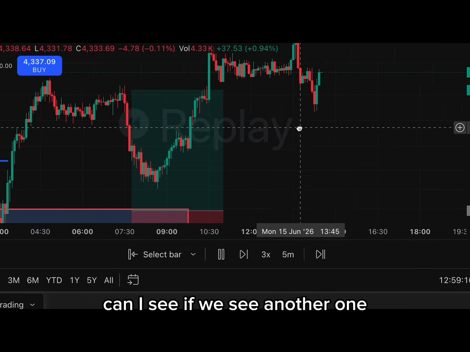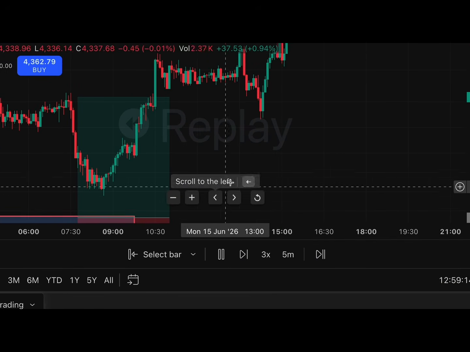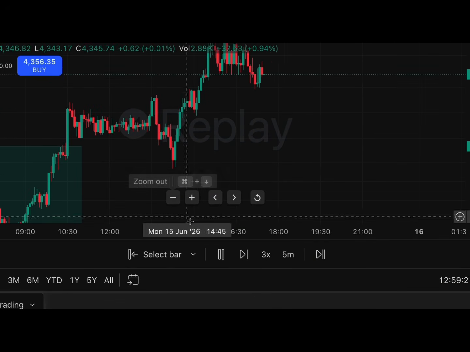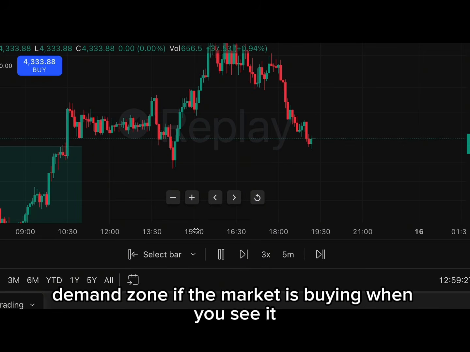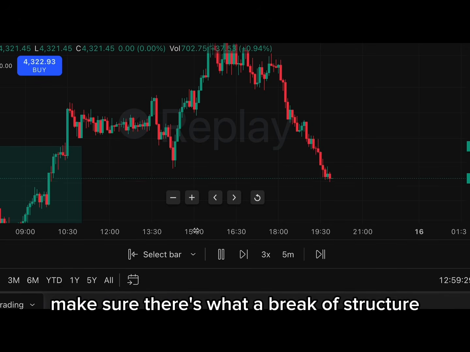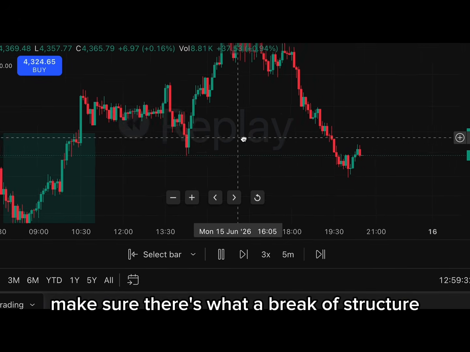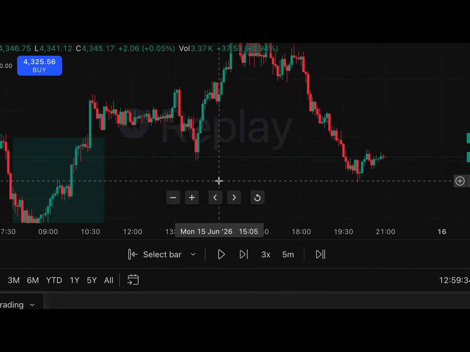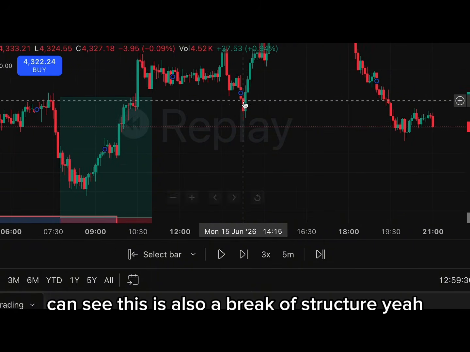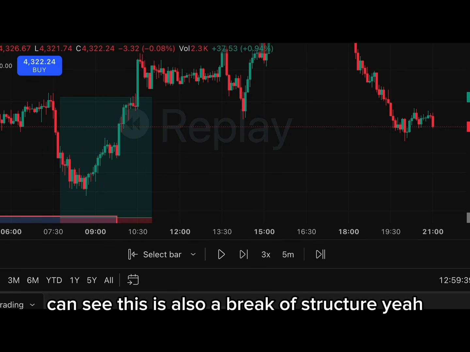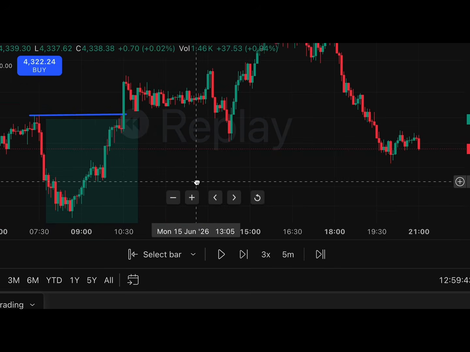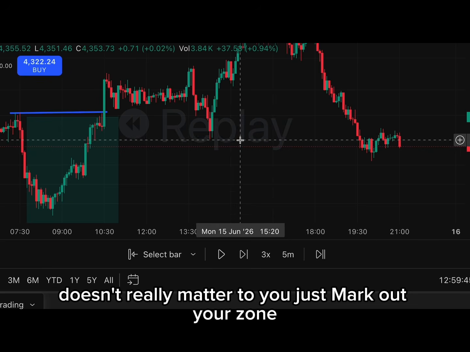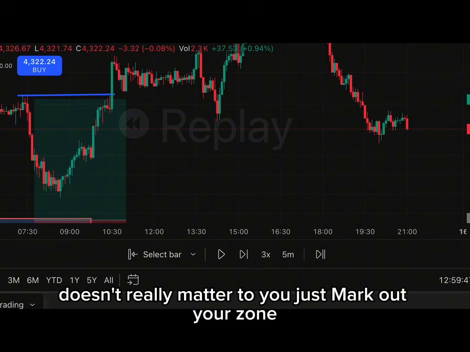Okay, let's see if we'll see another one. What do you do? Find your demand zone if the market is buying. When you see it, make sure there's a break of structure. Looking at this, you can see this is also a break of structure. All this that is happening here doesn't really matter to you. Just mark out your zone.